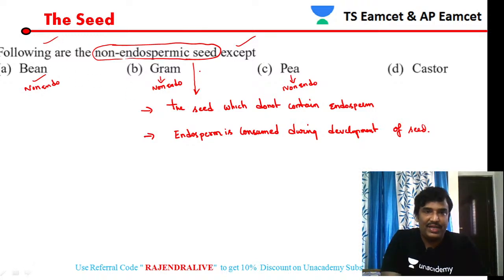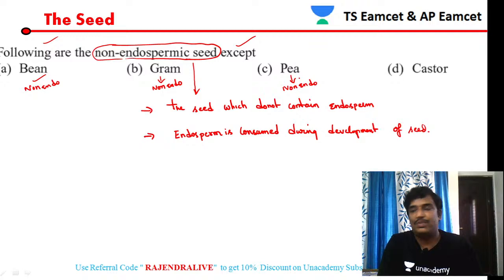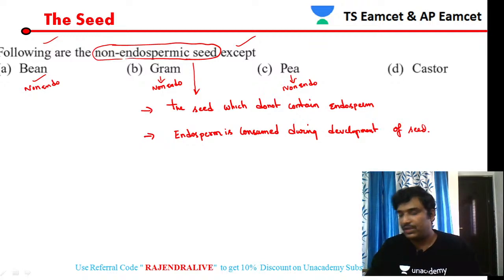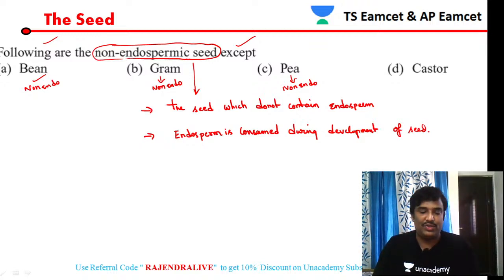So bean, gram and pea are all non-endospermic seeds. They belong to Fabaceae and do not contain any endosperm. Yes, very good, Sayar. You are right. Option D is the right answer. It is castor. Castor is the right answer. Very good, students.